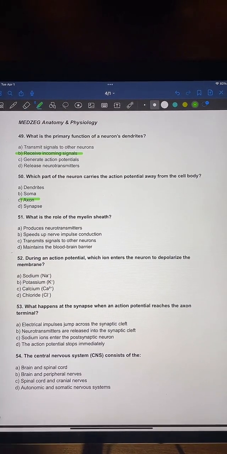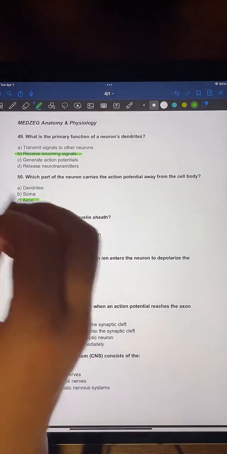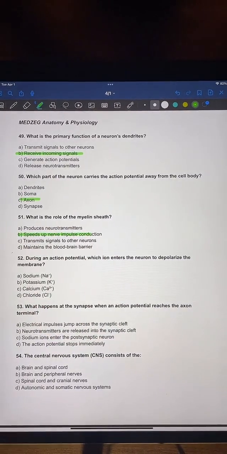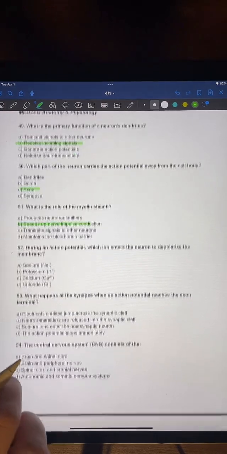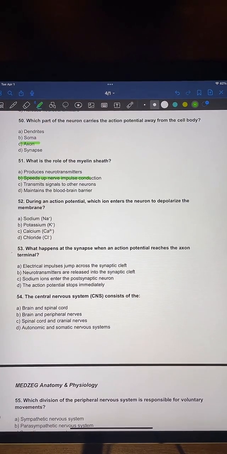How about 51? What is the role of the myelin sheath? Awesome, everybody, good job. It is to speed up nerve impulse conduction. Oh my goodness, why did I say letter? Number 52.